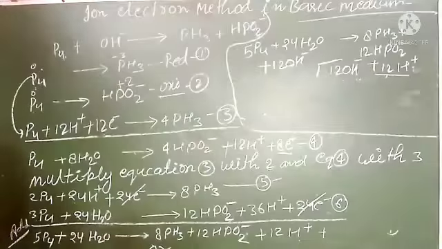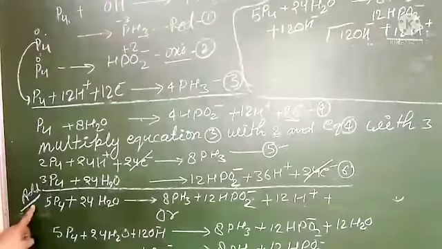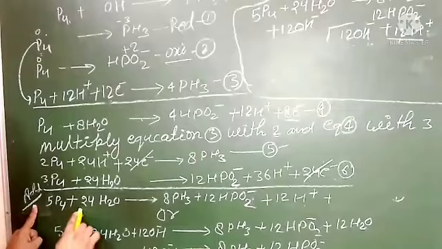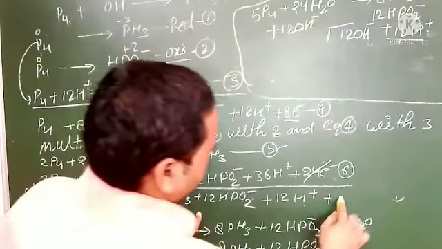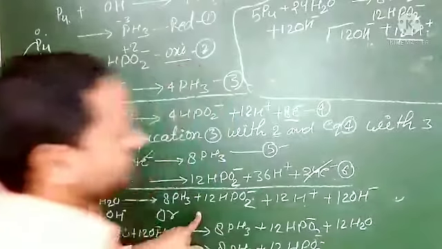And after adding OH, I am going to add OH on this side. Just all of you see here. You can see after adding, we have added 12 OH. So please note this: I have added 12 OH minus this side, and 12 OH minus that side. Okay, got it.